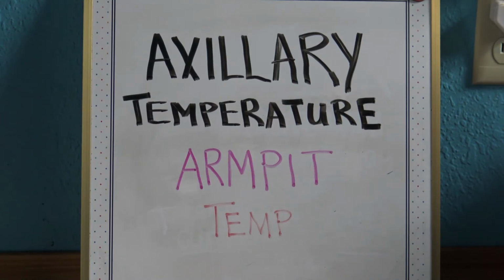Axillary temperature. The axillary temperature is taken in the armpit, and an axillary temperature is lower than one taken in the mouth, rectum, or ear. It's because the thermometer is not inside of the body, such as under your tongue. So axillary is armpit temp.